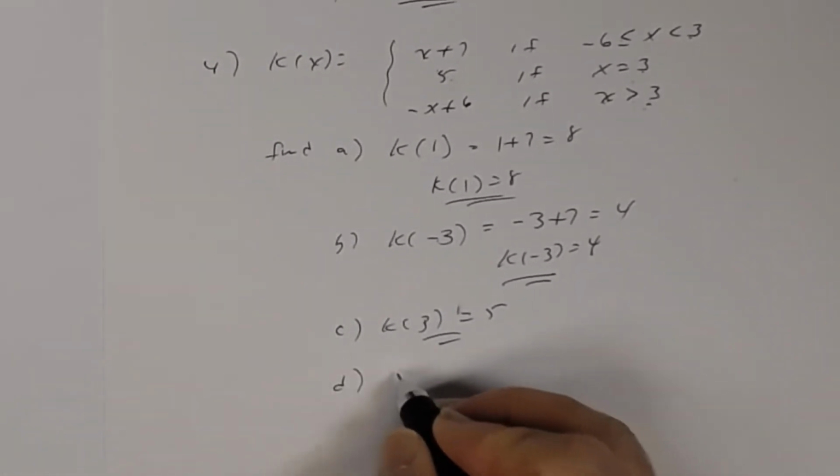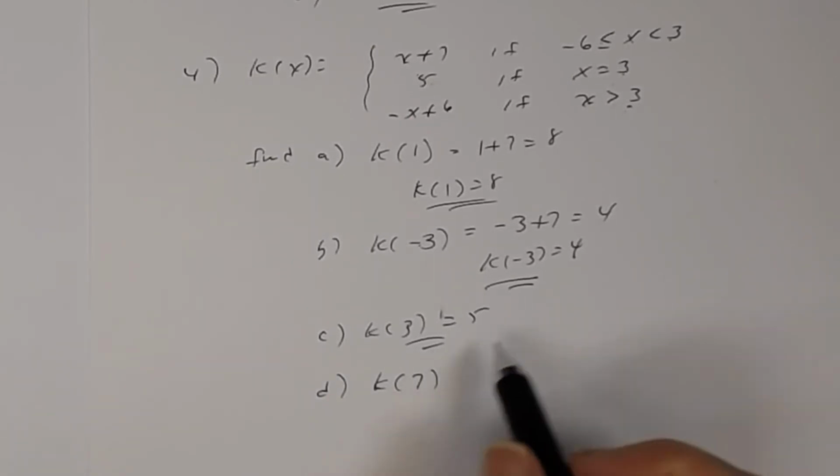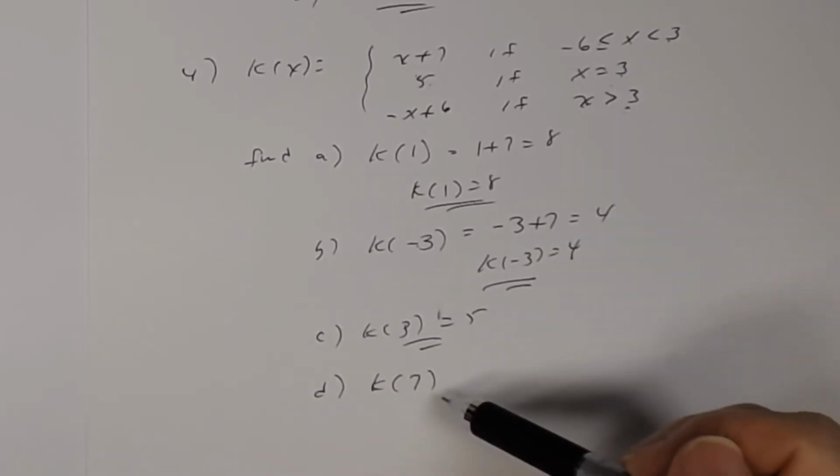Let's say D, let's say you want to find k of 7. Again, you've got to determine which one you're going to use. Is 7, remember x is 7, right?